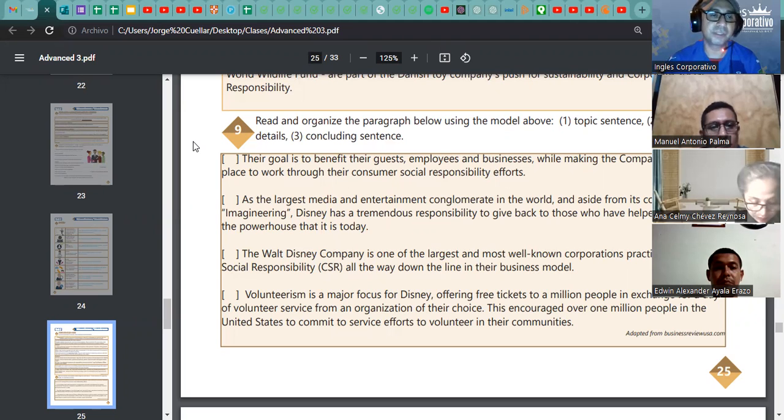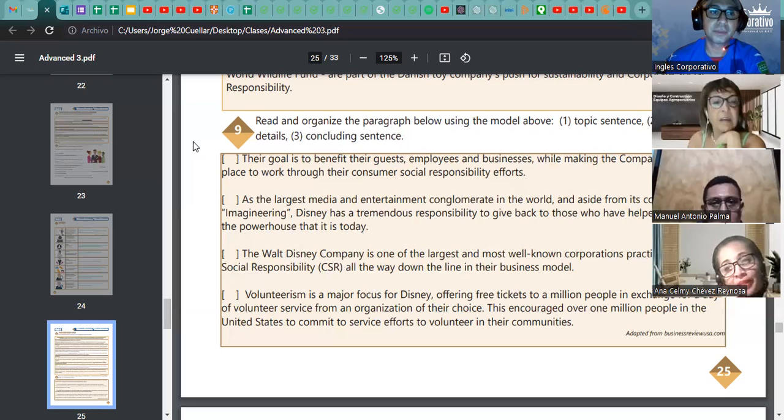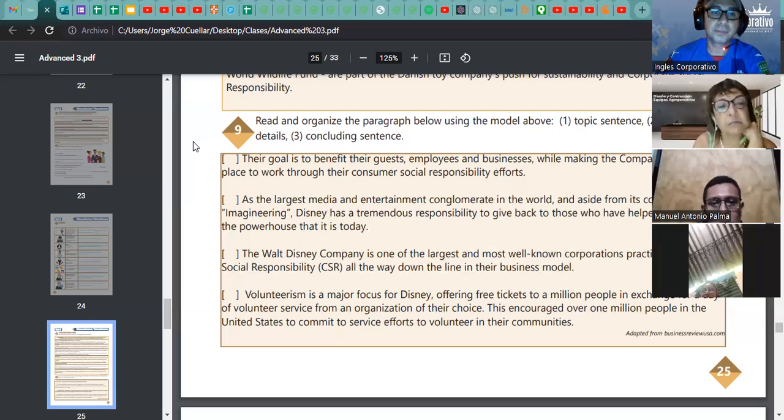You finished already, of course. Okay, so their goal is to benefit their guests, employees, and businesses while making the company a desirable place to work through their consumer social responsibility efforts. What number is that? Number four. Closing. Everybody agrees? No, I think it is four, the three. The Disney company. So their goal is to benefit their guests, employees.